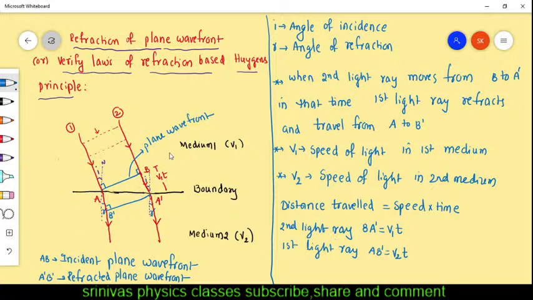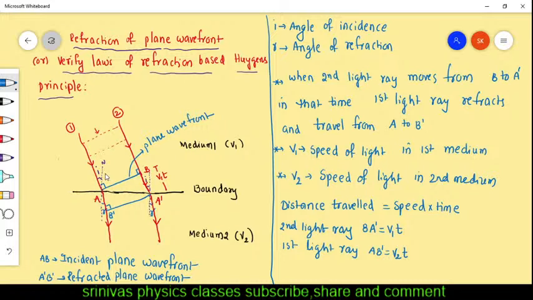You see here, when the second ray travels from B to A dash, you see the cursor moving, the distance is equal to speed into time, that is V1 into t. In that time, the first ray travels from A to B dash. A to B dash is in the second medium. That's why the distance is equal to speed into time. Speed is V2 and the time is t, right?